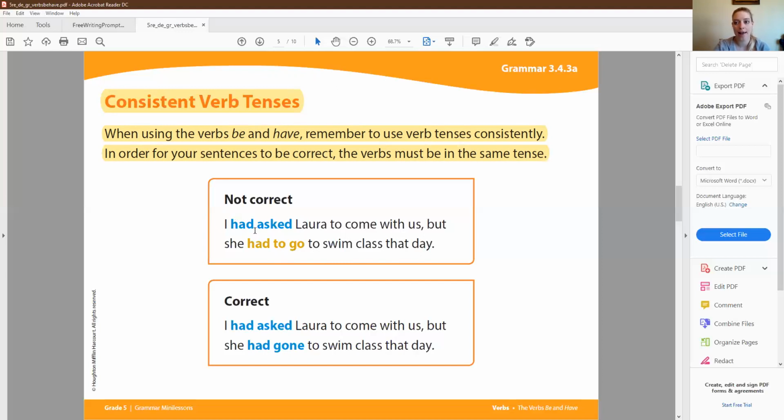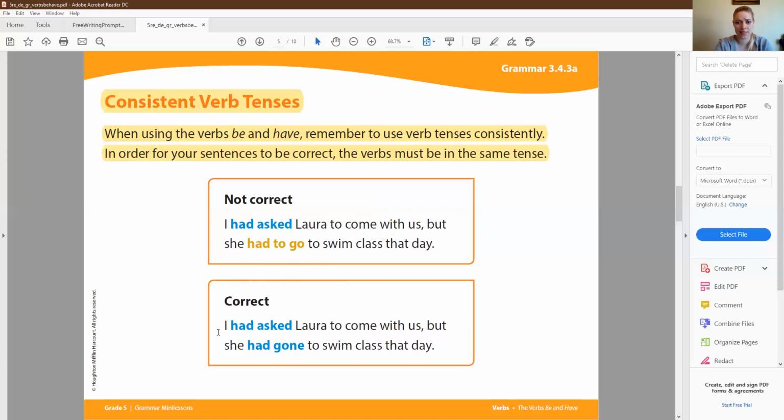The first one, I had asked. If we look at this verb had, we know had is in the past tense. Past tense meaning it already happened. So she already asked Laura to come with them. But she had to go to swim class that day. If we look at had to go, that means that she still go is in present tense. So she's saying that she still has to go. But according to this verb, it already happened. So we need to change had to go to past tense.